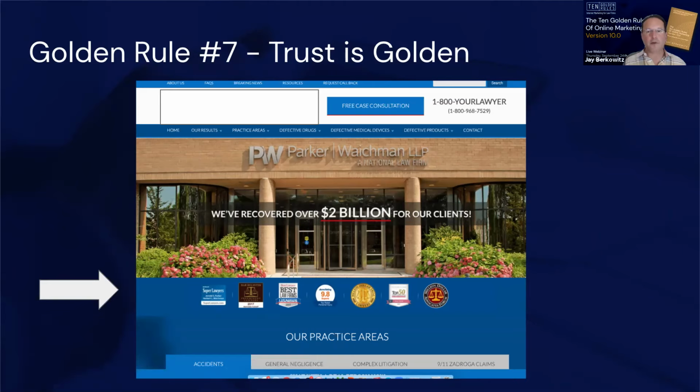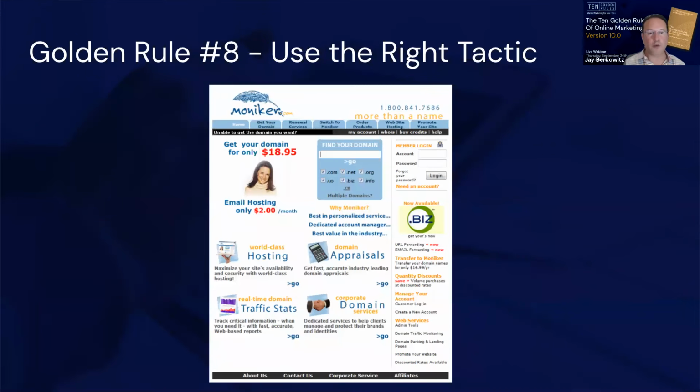And finally, this is pretty important. You've got to make sure your website is secure, HTTPS secure. And if you haven't upgraded your website to secure, Google for a couple of years has been saying that's a best practice, and it's definitely going to hurt your SEO, and it's going to hurt your traffic if you don't have it. Golden rule number 8 is use the right tactic.